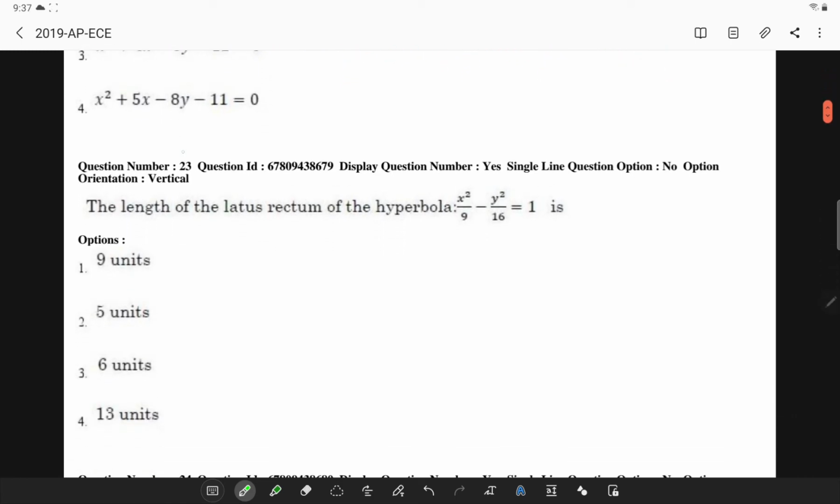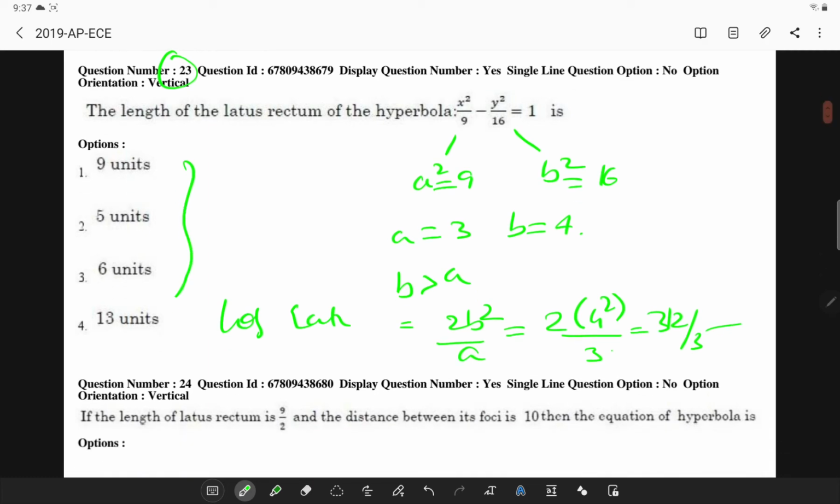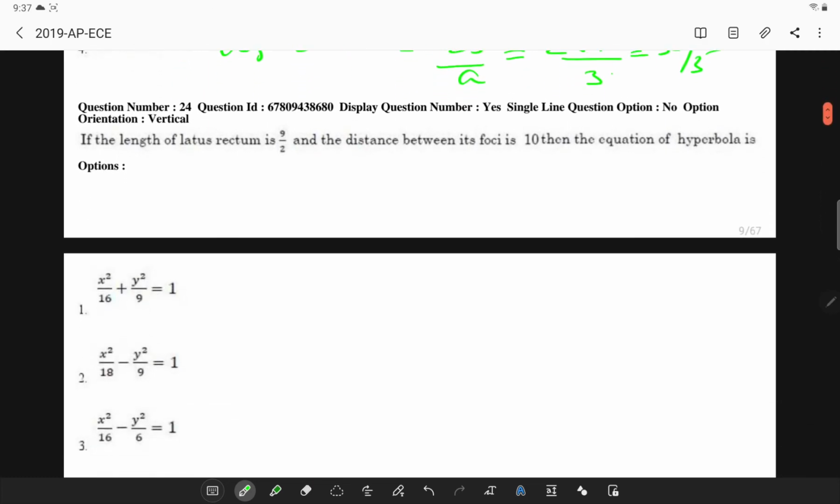So the next question is to calculate the length of latus rectum. In this case a square is 9 and b square is equal to 16. So a is equal to 3 and b is equal to 4, and clearly b is greater than a. So the length of latus rectum is generally 2a square by b, and 2 into 3 square divided by 4. This is 32 by 3. So none of the answers fits for this.